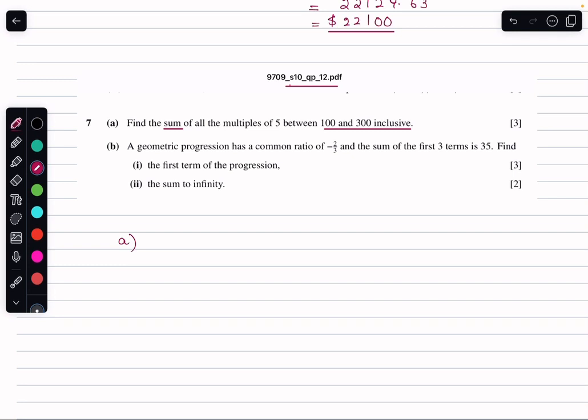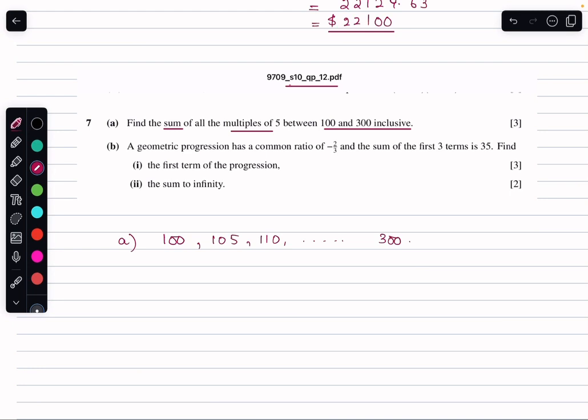So the first thing is to find the number of terms here. Being multiples of 5, I know that the difference has to be 5. So starting from 100, I should say that my first term is 100. My second is going to be 105. My third is going to be 110. These are the terms up till 300. So these are the terms that I have.